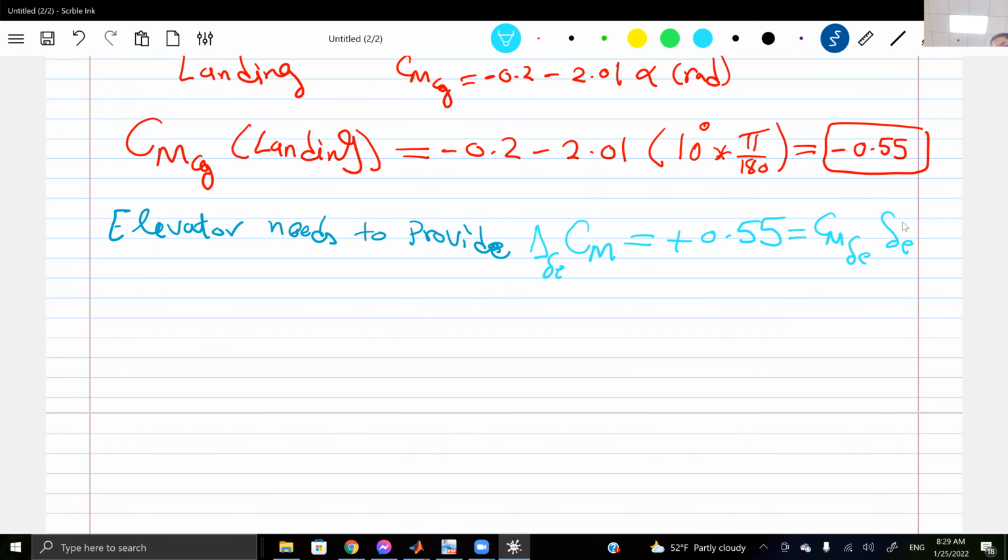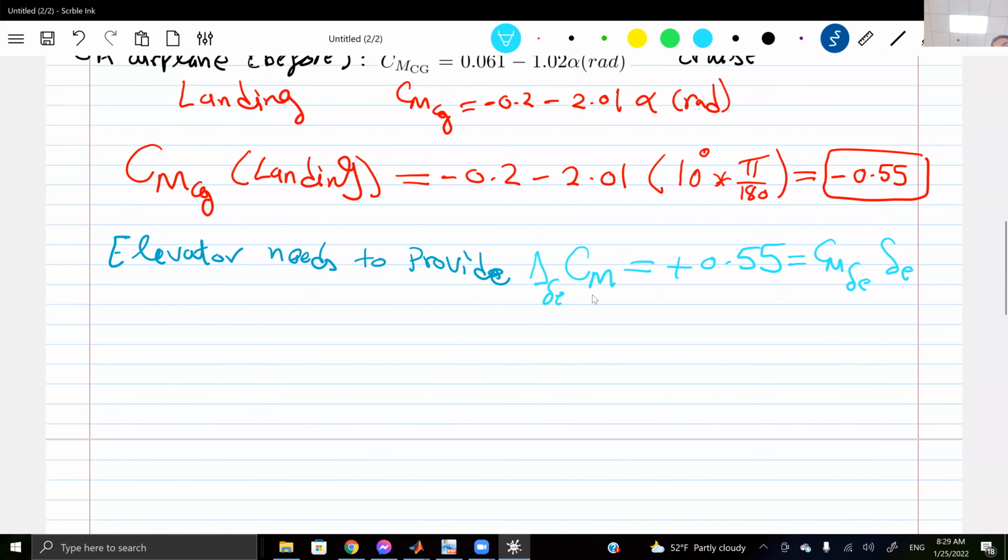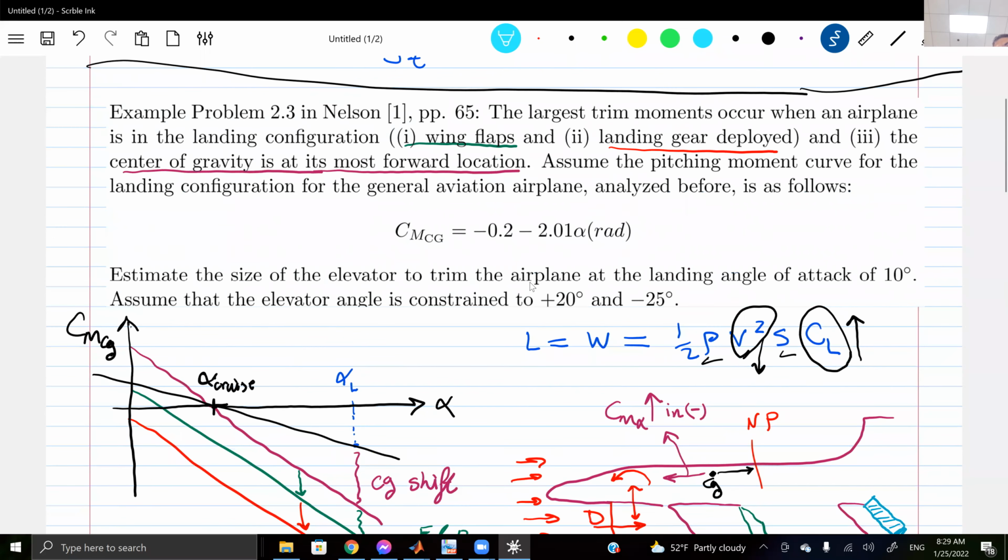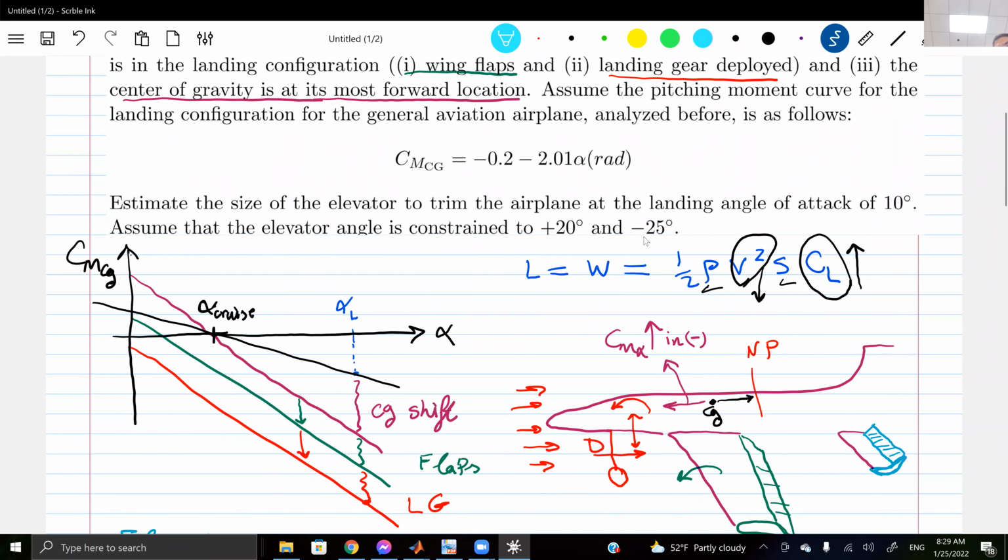And my point is, when I deflect the elevator by the maximum deflection, this CM delta elevator should be strong enough. This is the elevator control power, the elevator sensitivity, which is a function of the size. This should be powerful enough such that when I have the maximum deflection, I'm able to get the demanded 0.55, right? So the problem said that the elevator is constrained between negative 25 to positive 20.